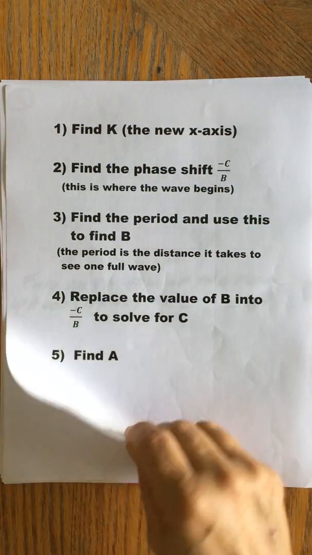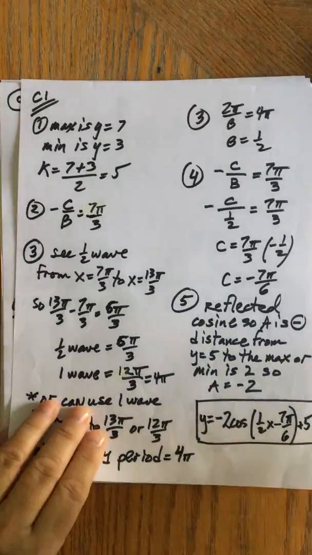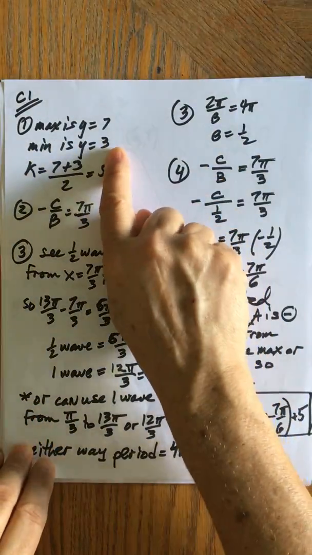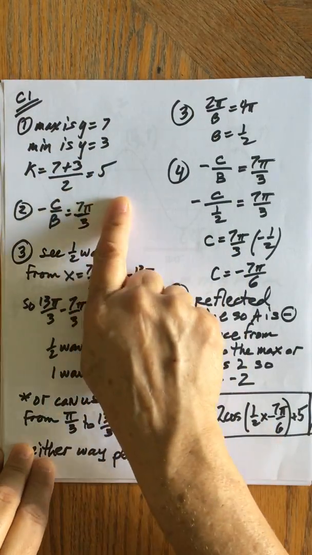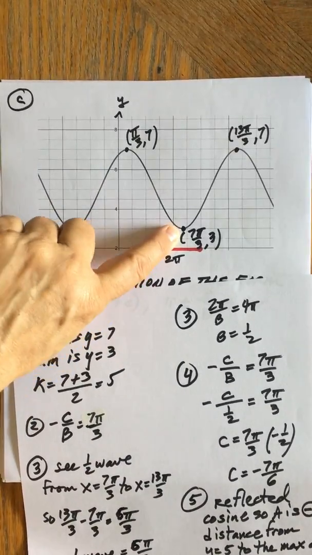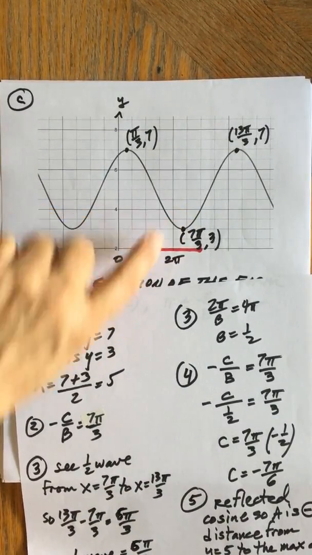So I say, okay. Again, max is 7, min is 3, average them to get 5. That's my new axis, y equals 5. We read off that the new phase shift is 7 pi over 3.